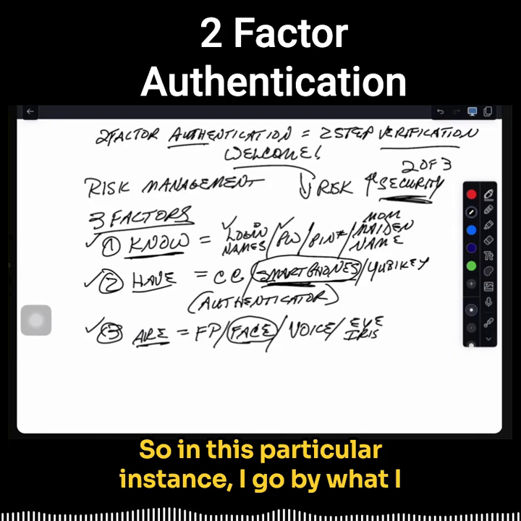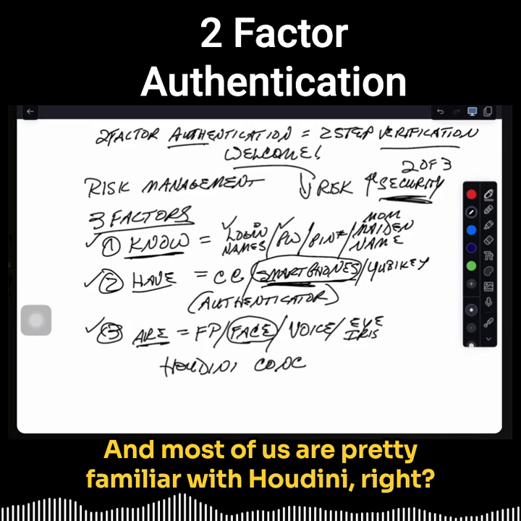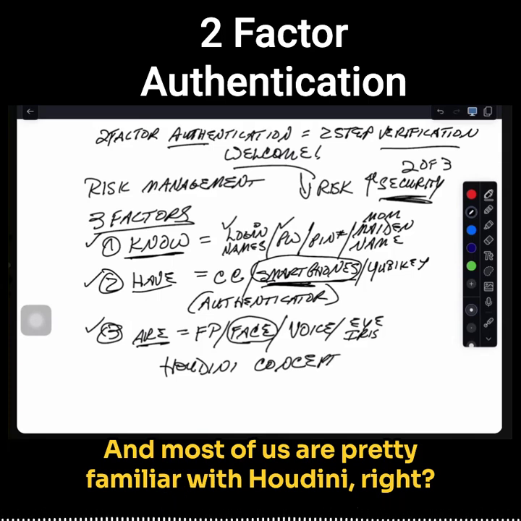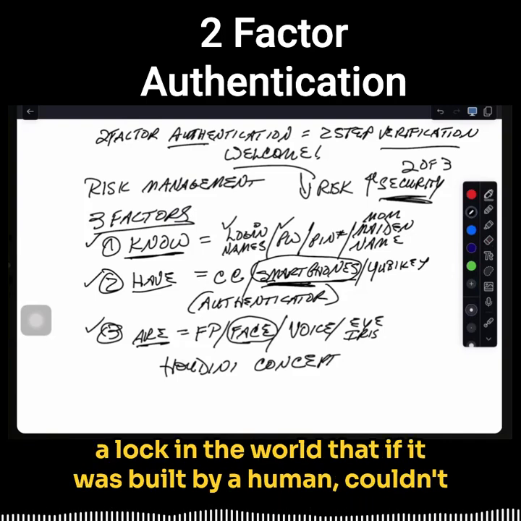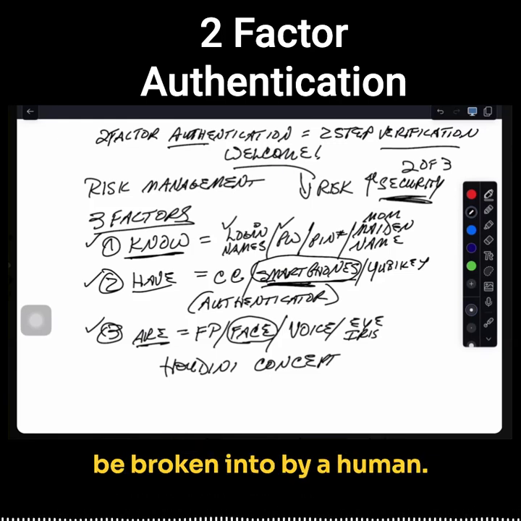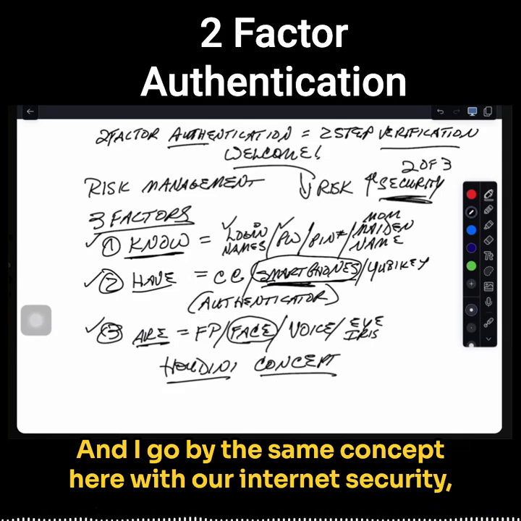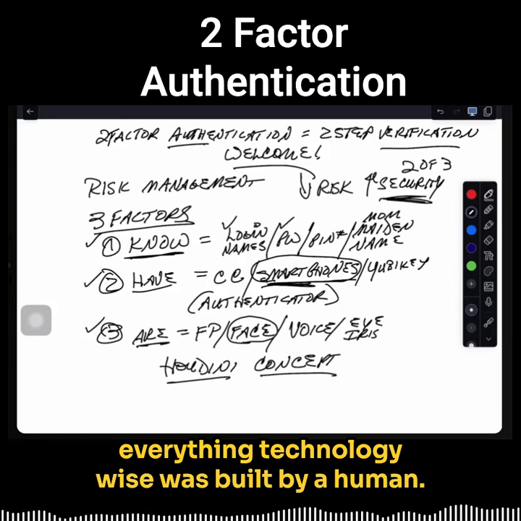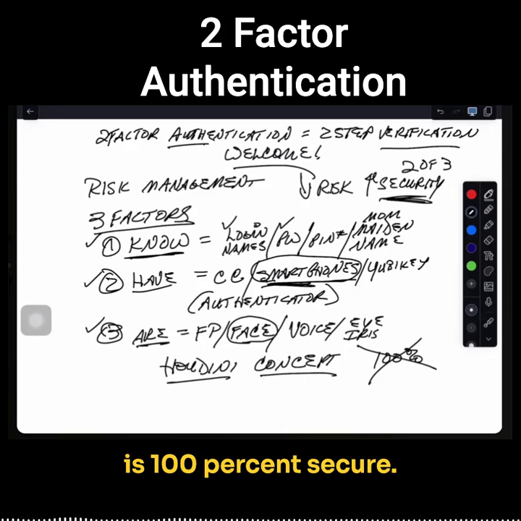So in this particular instance, I go by what I call the Houdini concept. And most of us are pretty familiar with Houdini, right? He was a great magician. And he believed that there wasn't a lock in the world that, if it was built by a human, couldn't be broken into by a human. And I go by the same concept here with our internet security. Everything technology-wise was built by a human. So nothing is 100% secure.